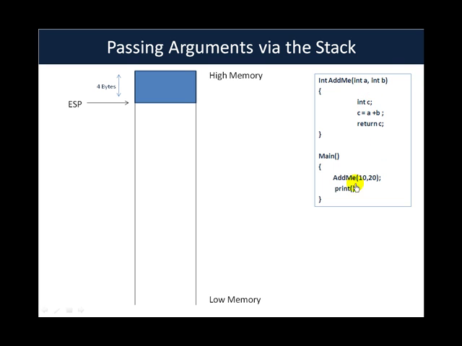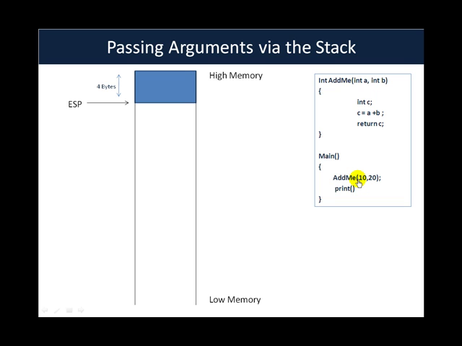Now the main function simply calls addMe with the values 10 and 20 and goes ahead and prints the result with a separate routine. Now we've not defined the print function here just to keep it simple. So let's look at how the program would go about executing. So first, when main is called, what happens is the addMe function gets called.